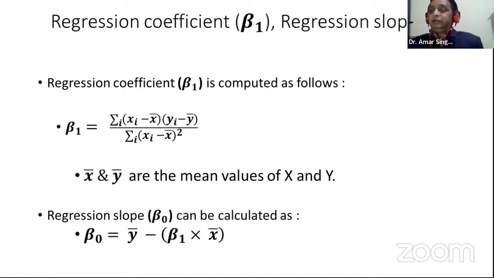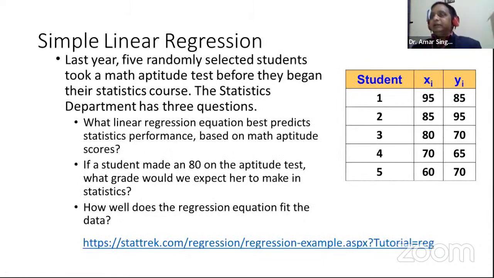Now I have taken one example here. In this example, we have to predict the marks of the Y subject. We have two subjects here, X and Y: X is mathematics and Y is statistics. Mathematics is my input and statistics is my output. By looking at the marks of mathematics, we have to predict the marks of statistics. So one input and one output, and I can apply simple linear regression here.